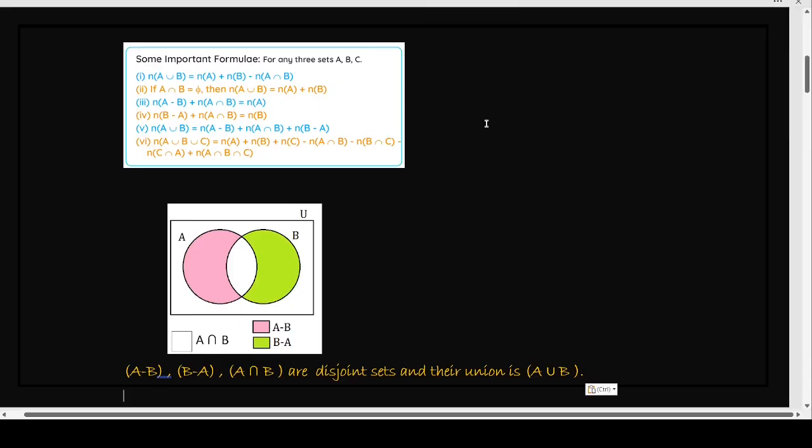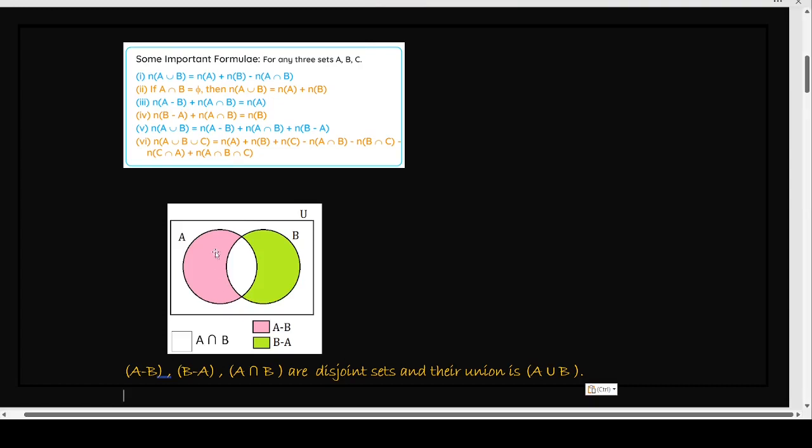Before solving the problems in Exercise 1.6, I am giving you some important formulae and their Venn diagram. These things were discussed in the previous video also, but I am giving the important formulae again. I am going to explain the formula with respect to this Venn diagram so that it is more comprehensible. If you understand this formula and this Venn diagram, all the problems of Exercise 1.6 can be solved very easily.